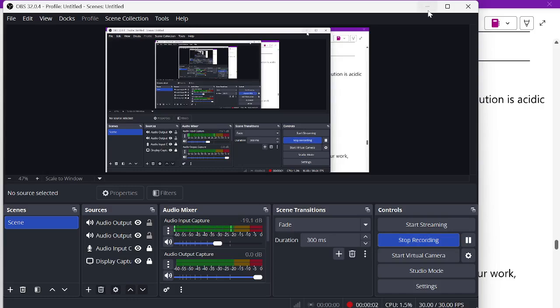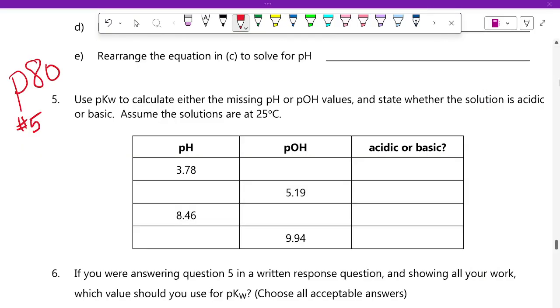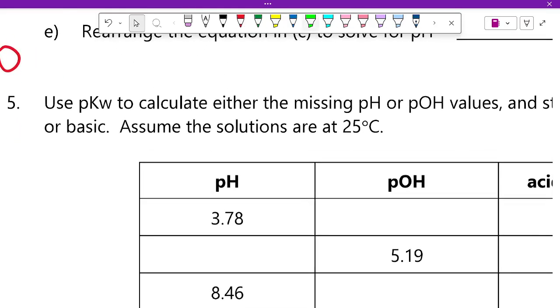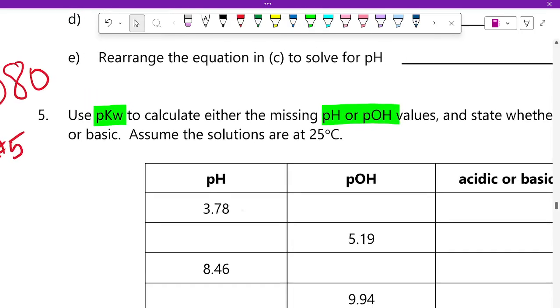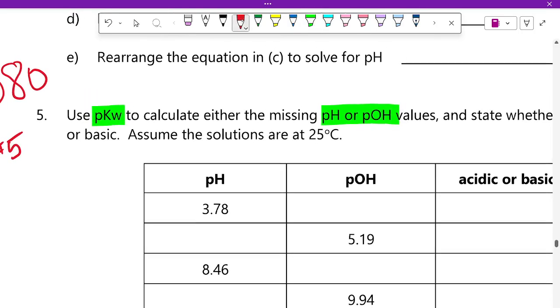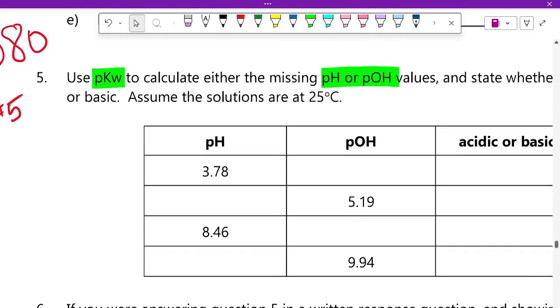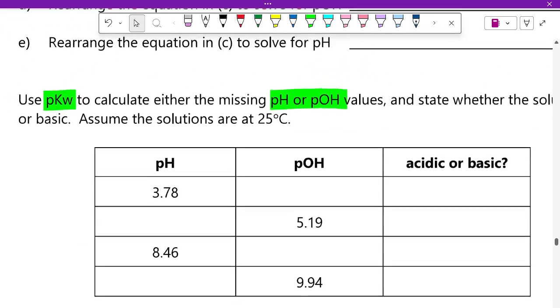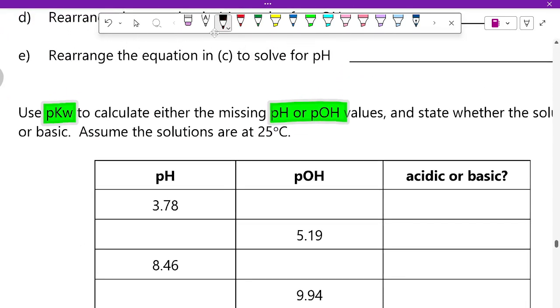All right, so we want to use pKw to calculate the missing pH or pOH. So we need a formula that relates pH, pOH, and pKw. Does anyone know what that formula is? pKw equals pH plus pOH. Yeah, pKw.